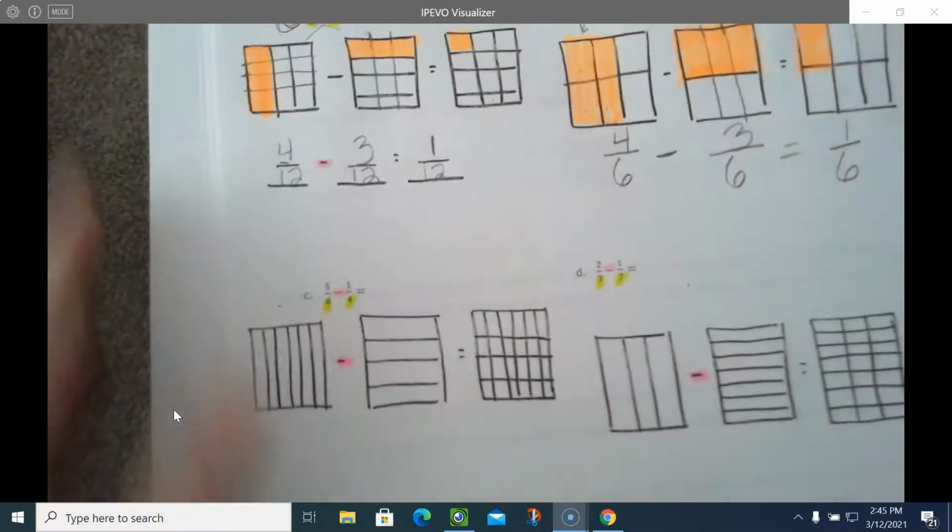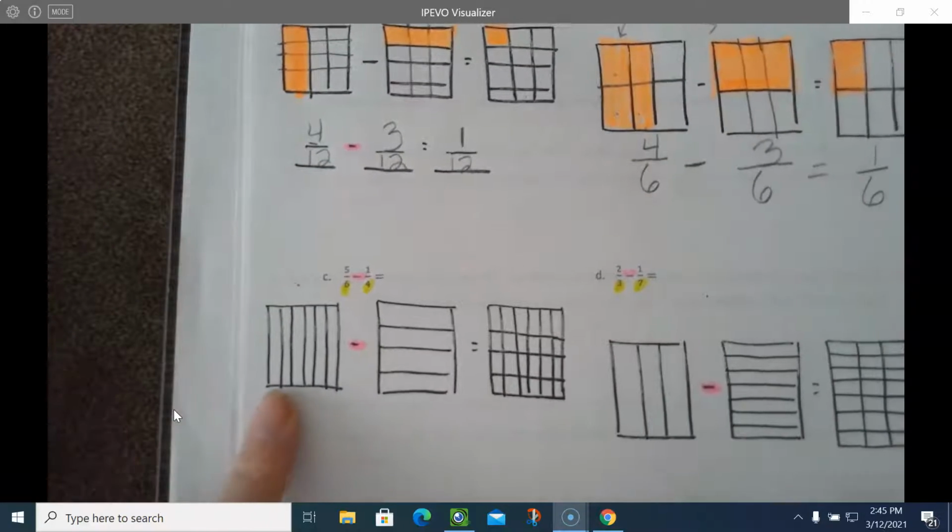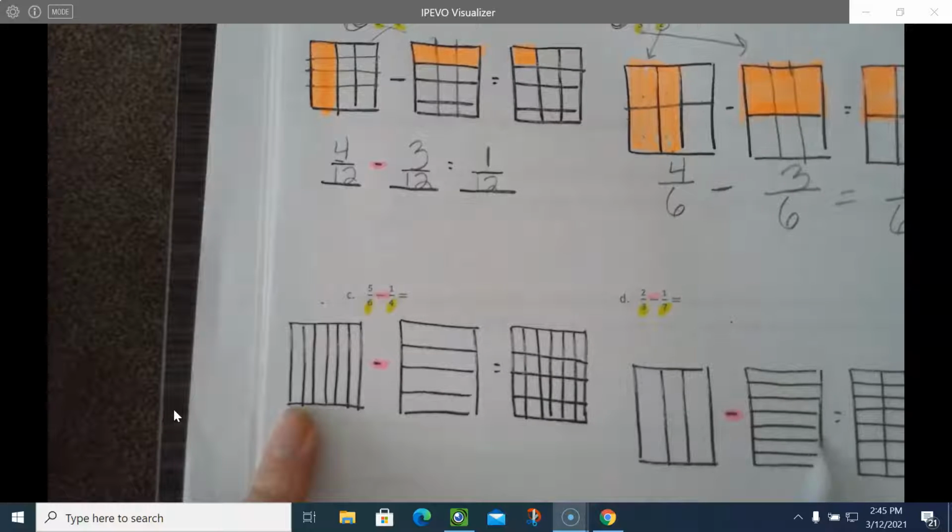Your job, I'm going to have you work through problem C and problem D, and then we'll check those in just a moment. So go ahead and do C and then do problem D.